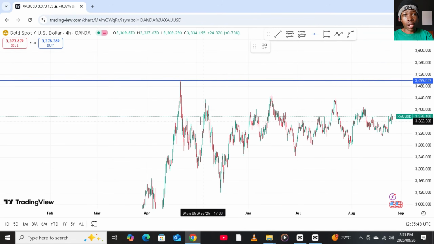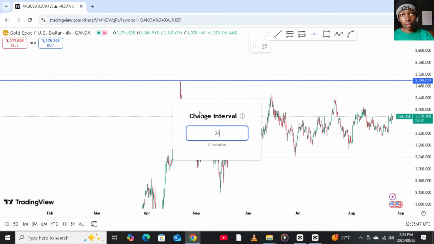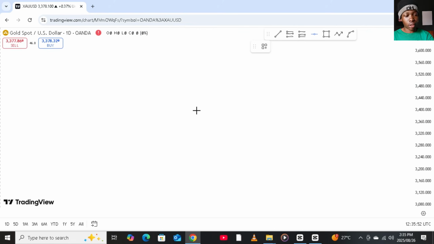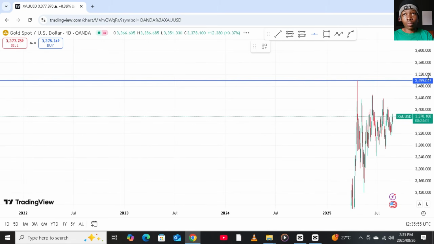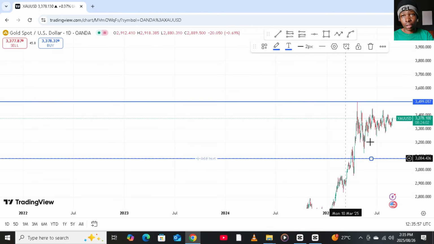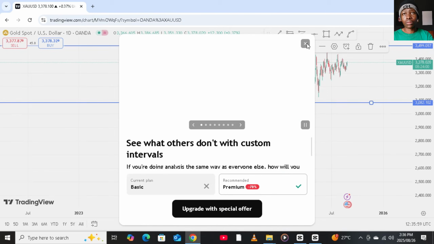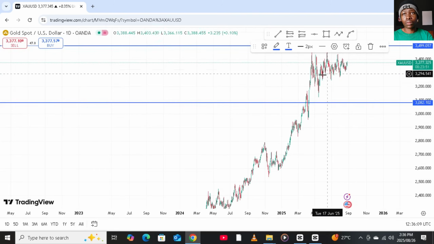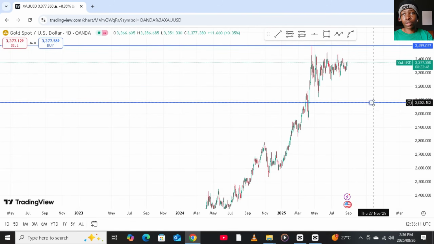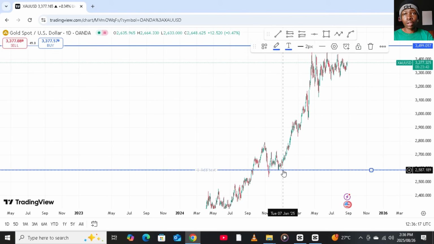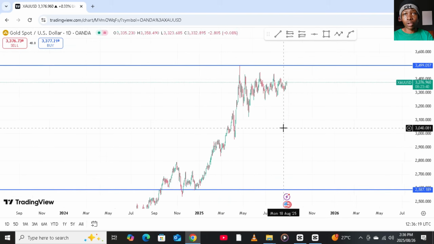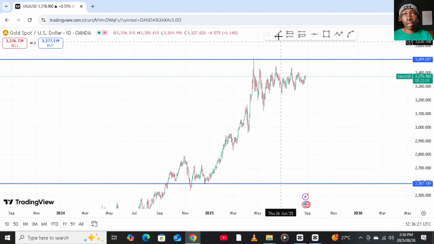Find your current highest point, which is right here, right? And then go to your 24 hours to find your current lowest point. I'm gonna show you my current lowest point now. Oh, no. Let me just remove this and draw a line right here. This is my current lowest point, right? And then draw a trend line.